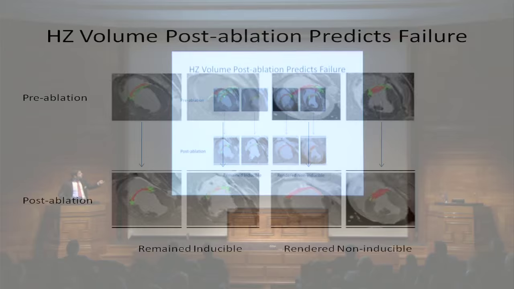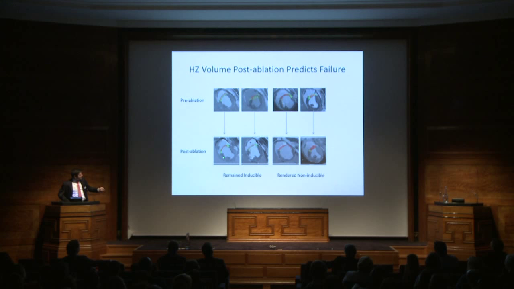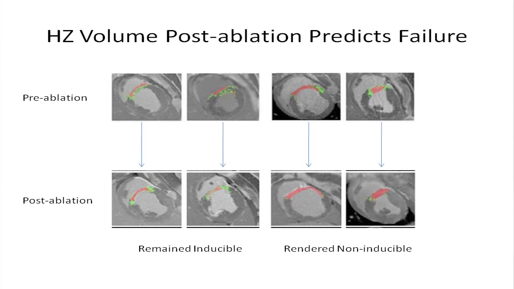If you ablate and you start with a lot of green, you remain inducible. If you ablate with a lot of green here and end up with a lot of red, basically making the scar a real scar rather than non-scar, you render the animal non-inducible, which is very good to see in terms of what we do in the lab. We try to homogenize the scar or finish the unfinished business.